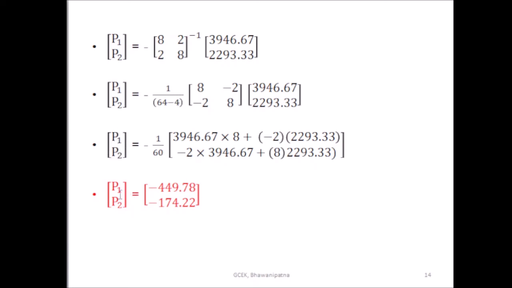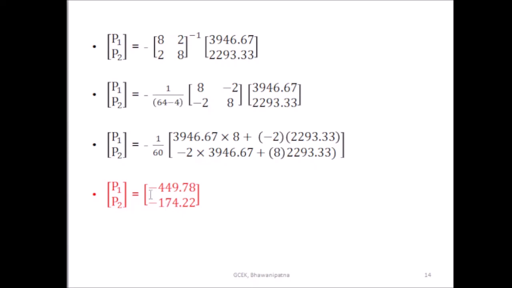So finally the redundant P1 is equal to minus 449.78 and P2 is equal to minus 174.22. Here you are taking the redundants as the moment at support B and the moment at support C. So this is the moment MB at support B, and this is the moment MC at support C. MB is equal to P1, which is minus 449.78.